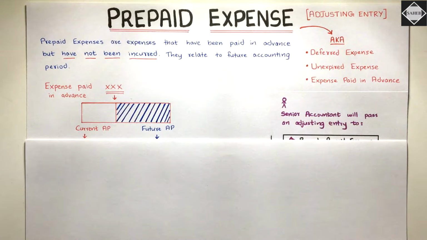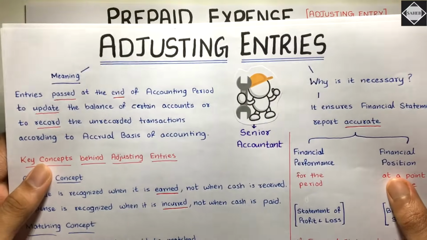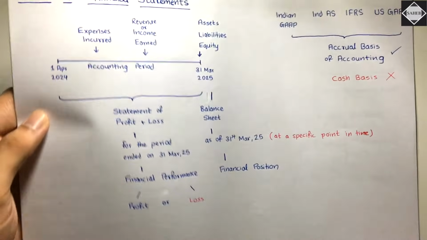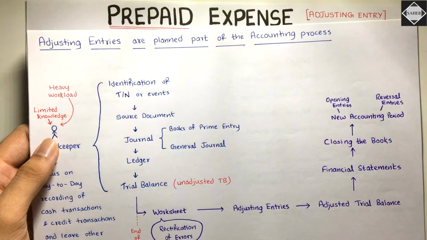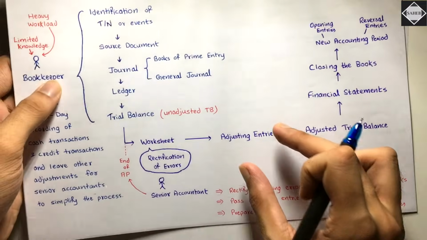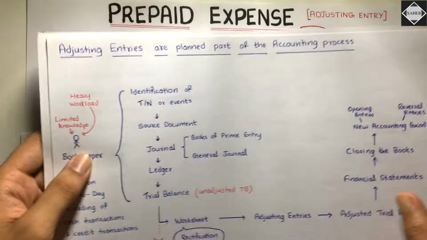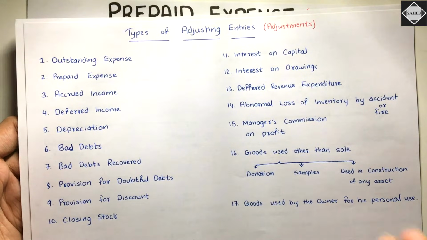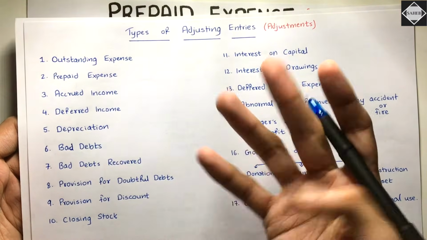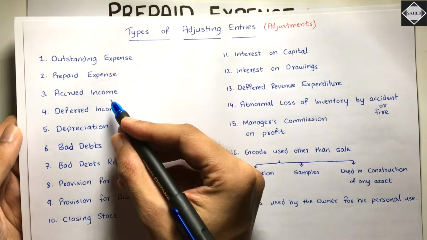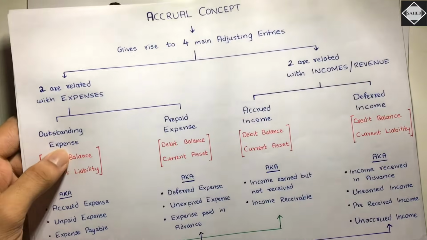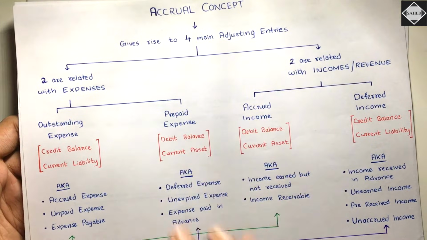But before going ahead with prepaid expense, you should first watch the conceptual video of adjusting entries where we have discussed everything related to this: the basics of financial statements, the accounting cycle, how adjusting entries fit in, what the process is, and then the different types of adjusting entries. I told you popularly adjusting entries are just 4: outstanding expense, prepaid expense, accrued income and deferred income, and we are focusing on these 4 major popular entries.